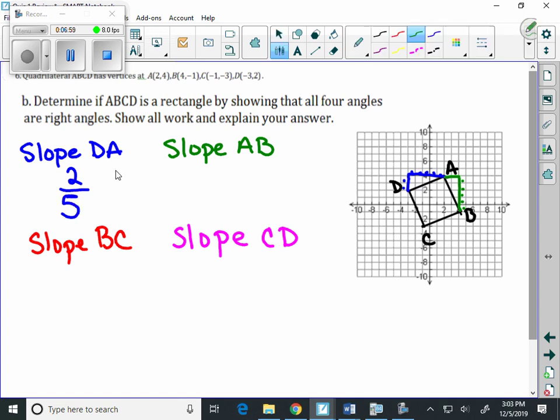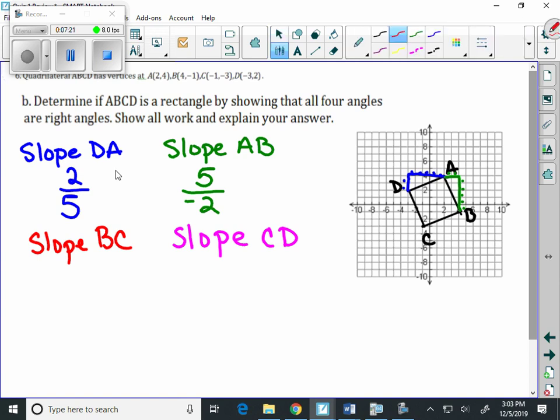And now, on AB, we went up 1, 2, 3, 4, 5, like I had previously said. And then we went left 1, 2. The thing to notice about those two is that they are opposite reciprocals. The fraction is flipped and the sign is changed.